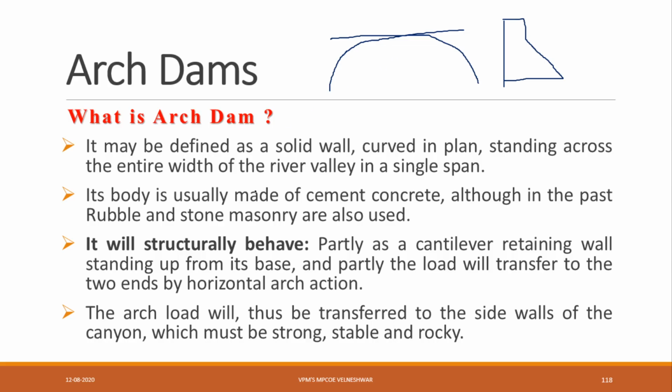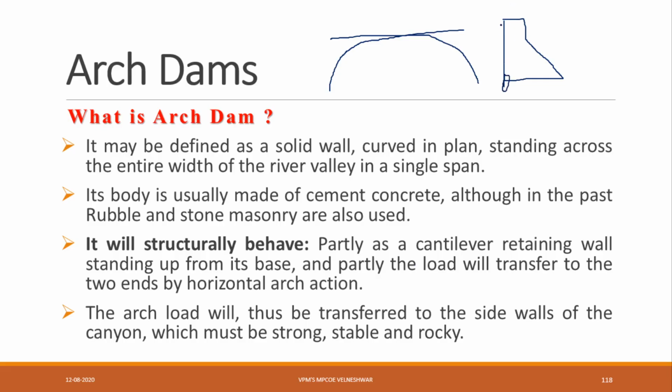Now, its body is usually made of cement concrete. Nowadays every structure is made of cement concrete only, although in the past rubble and stone masonry were also used. In previous years, before concrete, obviously we preferred rubble masonry and stone masonry. Structurally, it behaves partly as a cantilever retaining wall standing up from its base, and partly the load will transfer to the two ends by horizontal action. Like a retaining wall, the load transfers from the base through the entire wall.